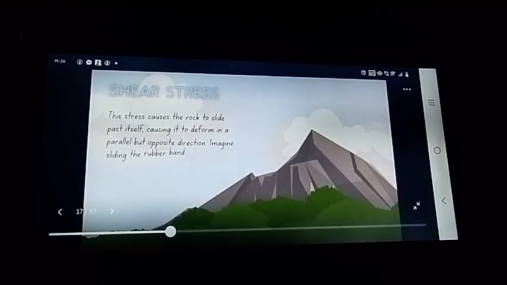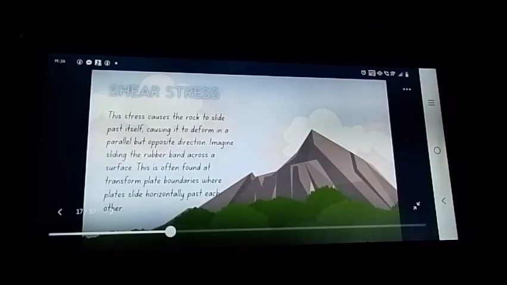And the third, shear stress. This stress causes the rock to slide past itself, causing it to deform in a parallel but opposite direction. Imagine sliding the rubber band across a surface. This is often found at transform plate boundaries where plates slide horizontally past each other.